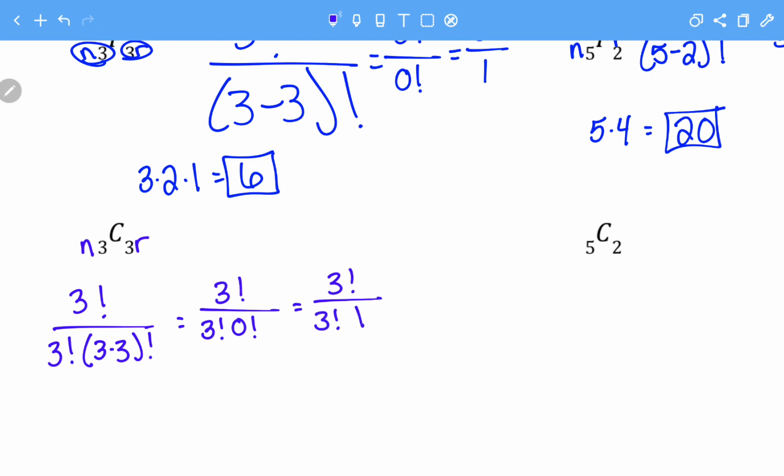Okay, so it's kind of like it's not there. On the top, I have 3 factorial. I would need to count down until I get to the bigger of the bottom. But since I already have a 3 factorial, those are going to cross off. Remember, if there's nothing on the top, there's still a 1 there. So my answer is going to be 1.